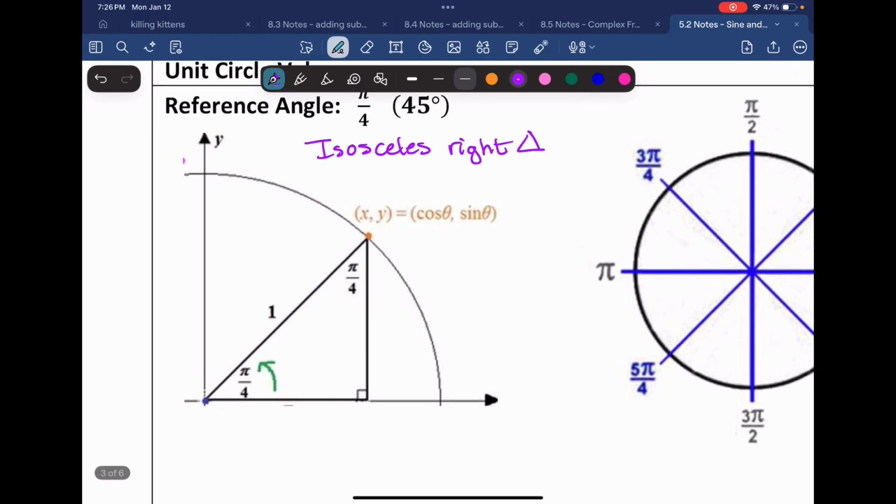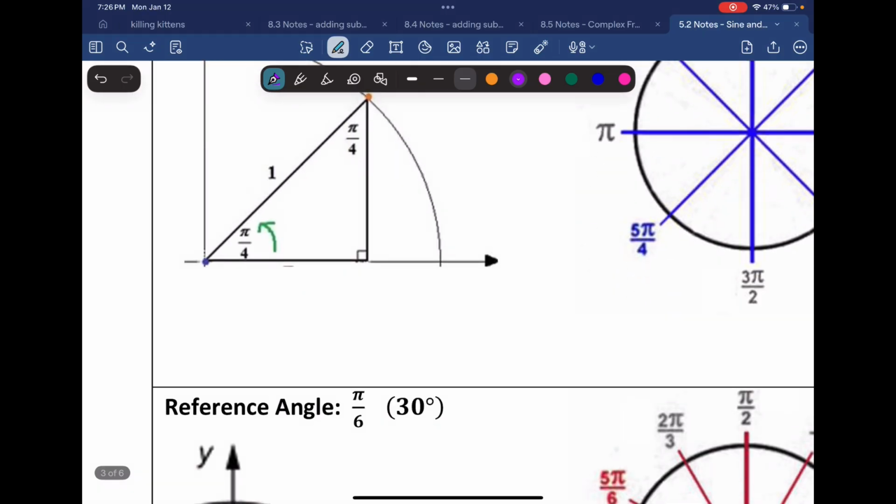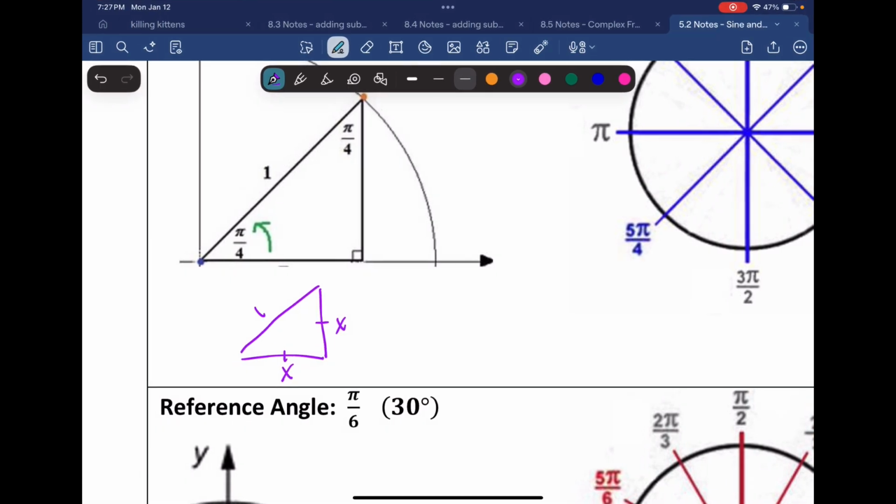So in an isosceles right triangle, your leg lengths are equal, so x. Okay, using Pythagorean theorem, x squared plus y squared, so another x squared, equals hypotenuse squared. So this is 2x squared. Okay, this is x root 2.